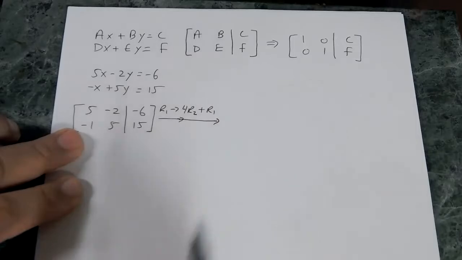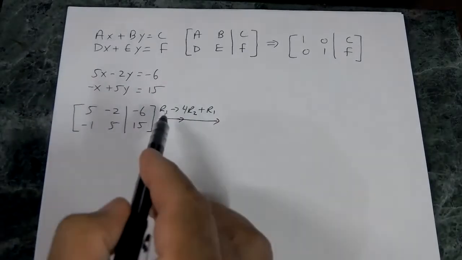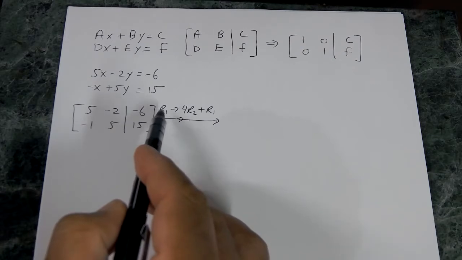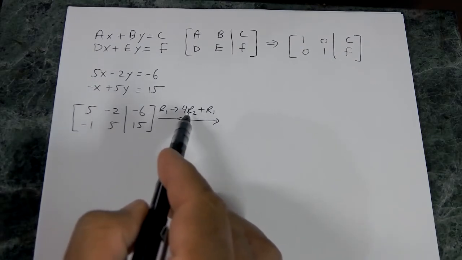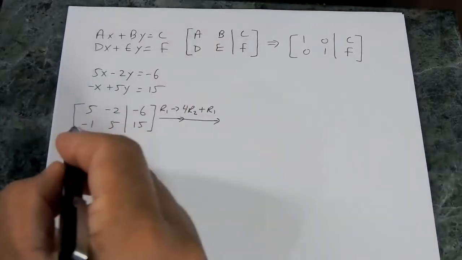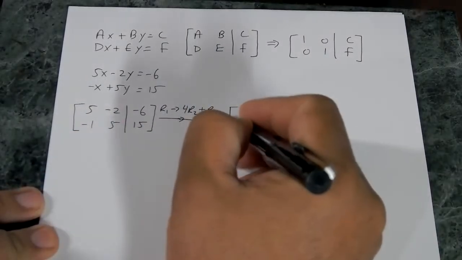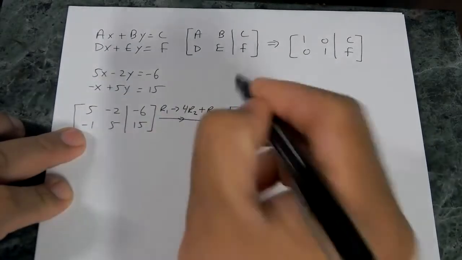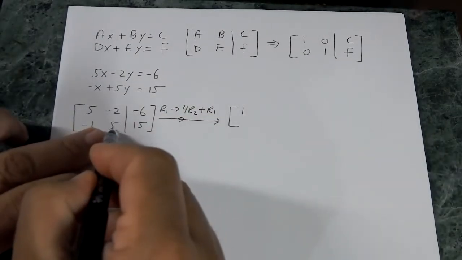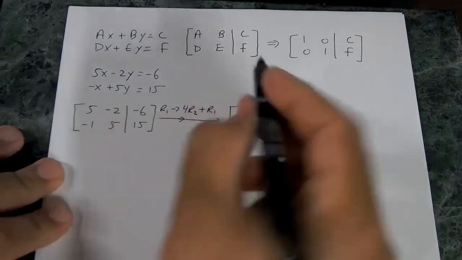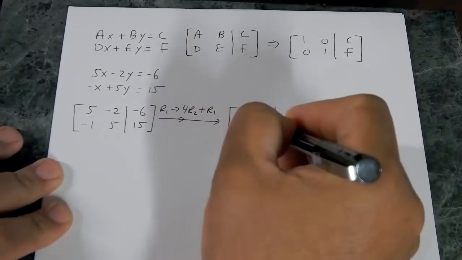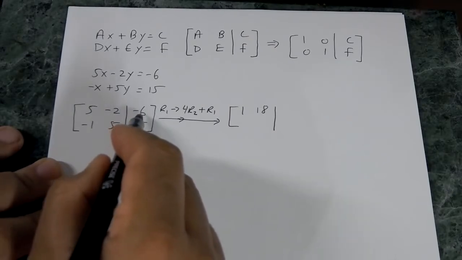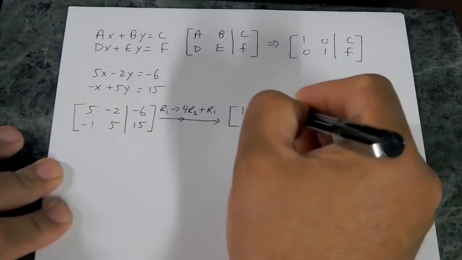Let me extend this. So this usually tells you what the change is going to be. We're going to rewrite row 1. How are we going to rewrite it? We're going to take 4 times row 2 and add it to row 1, and you're going to do that for everything in that row. So let's try this. 4 times negative 1 is negative 4, plus 5 is 1. 4 times 5 is 20, plus a negative 2 is 18. And 4 times 15, that's 60, minus 6 is 54.